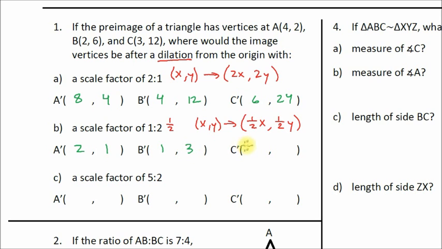This should be 1, 3. And then this one is going to be 3 times 1/2. That's going to end up being a decimal 1.5 and 6. Last one. What about a scale factor of 5 to 2?